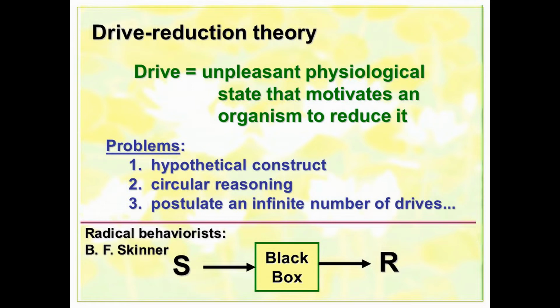Instead, consider this. Drive reduction theory is based on circular reasoning. Basically, you're using a label for behavior to explain the behavior. Imagine having a dog, and your dog goes over and drinks out of its water bowl. Someone asks you, why is the dog doing that? And you say it's because the dog's thirsty. And then they ask you, well, how do you know it's thirsty? And you say it's because they're drinking out of the water bowl. This is circular. It's not explaining behavior.